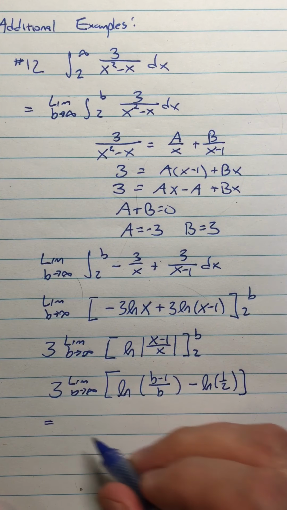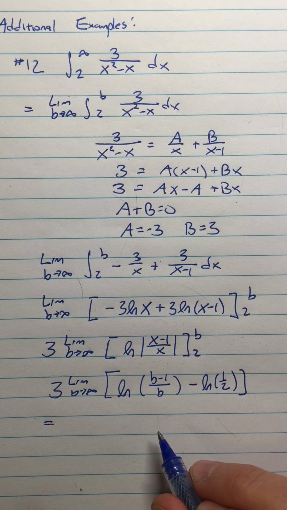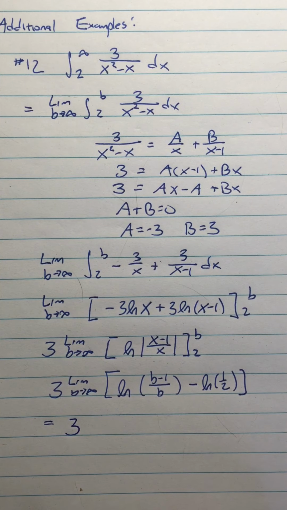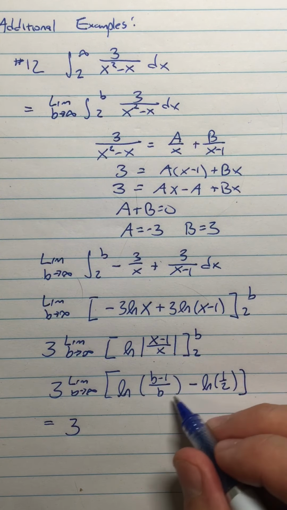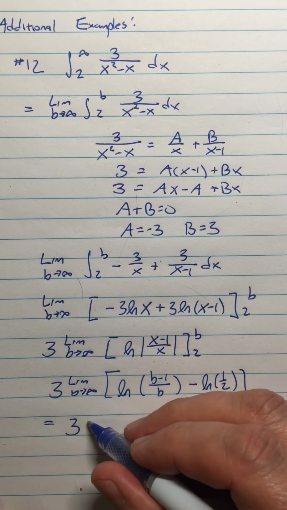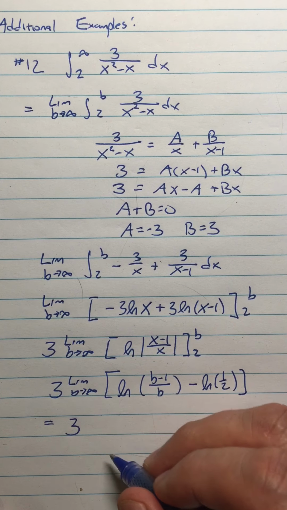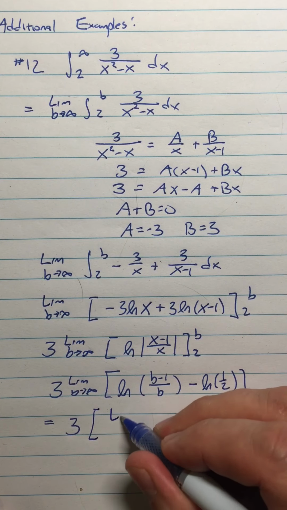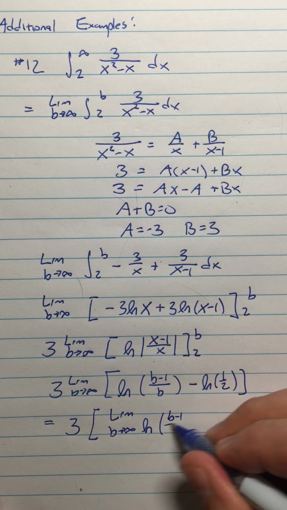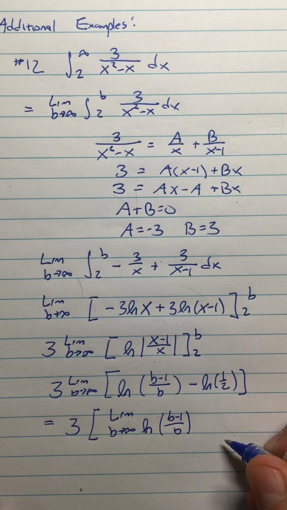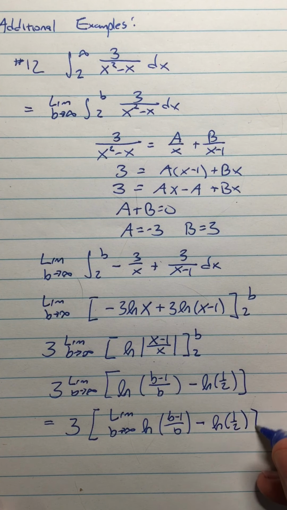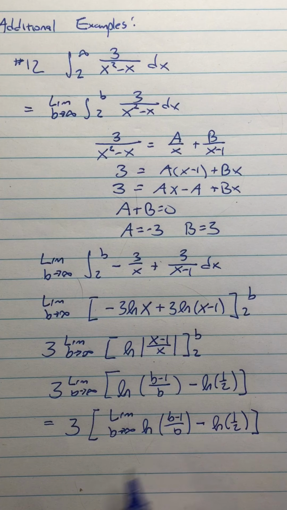Okay, so now I need to do these limits. All right, so I have 3 times. Let's look at this limit first. Let's split up the limit because this one's a constant. So I have 3 times the limit as b approaches infinity of ln of (b minus 1) over b, minus, and then this is just ln of 1/2. All right, so I only have to worry about the limit of this part.